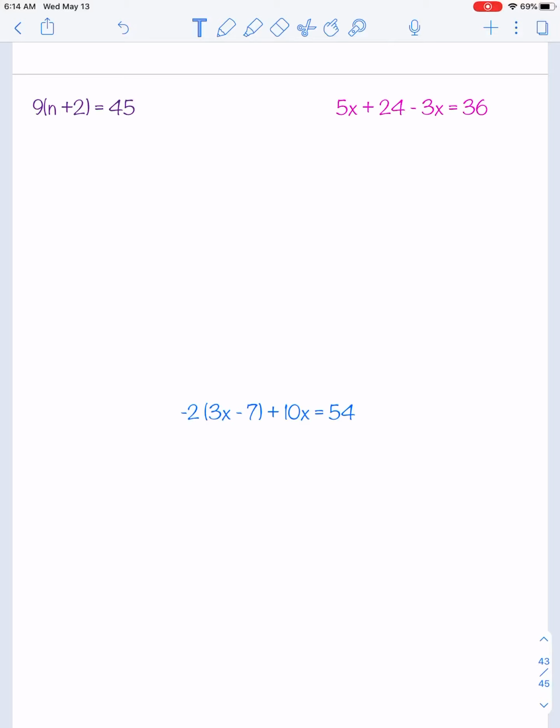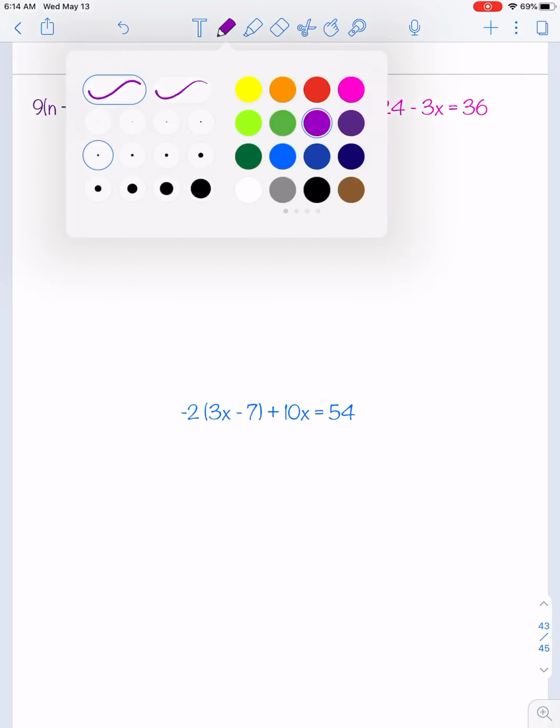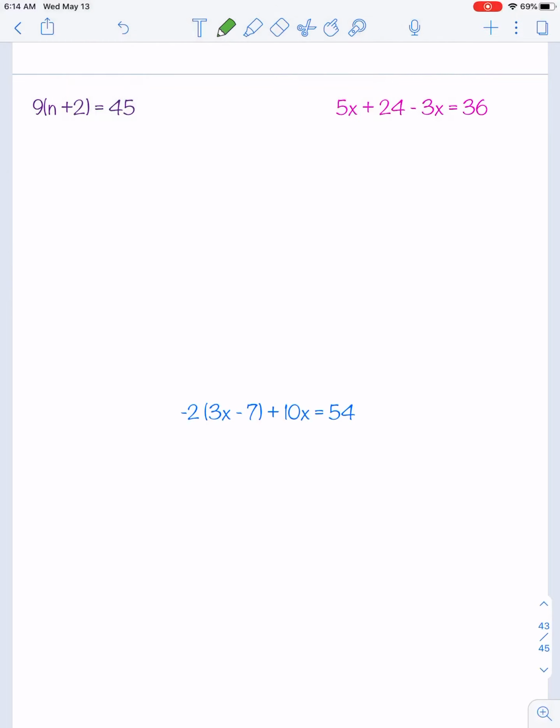Here are a couple examples of some multi-step equations. For the first one, I'm going to have to use the distributive property in order to solve the equation first. So remember, I take my 9 and I distribute it to both the n and to the 2. So I end up with 9n plus 18 equals 45.